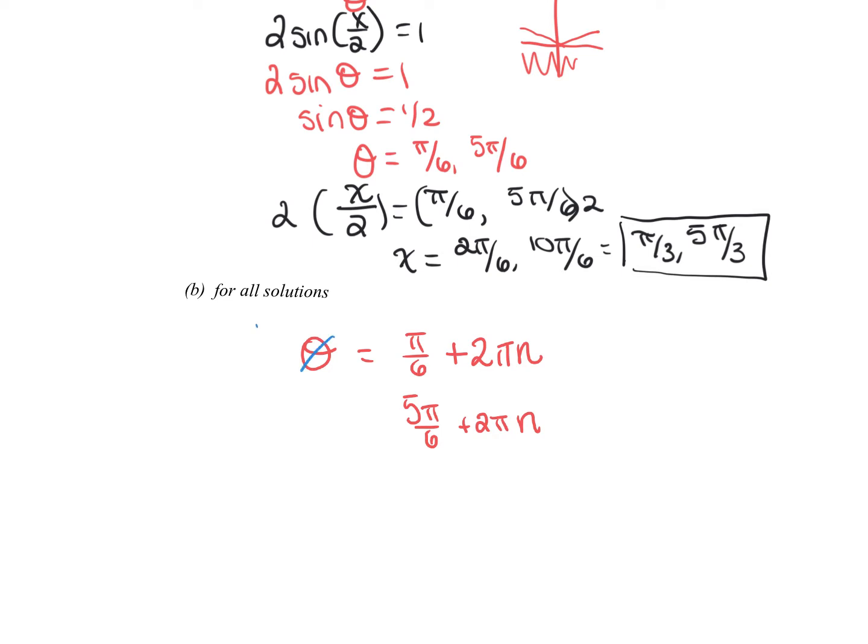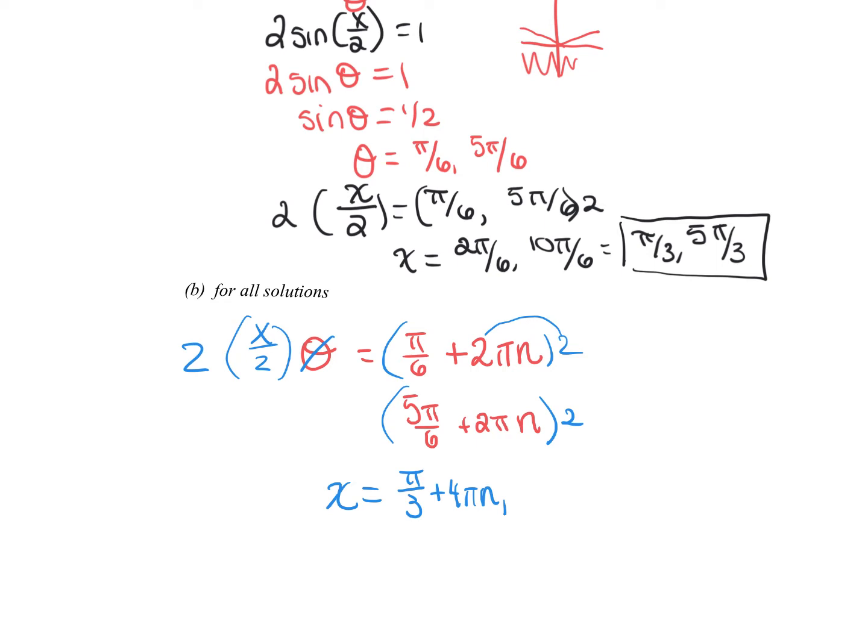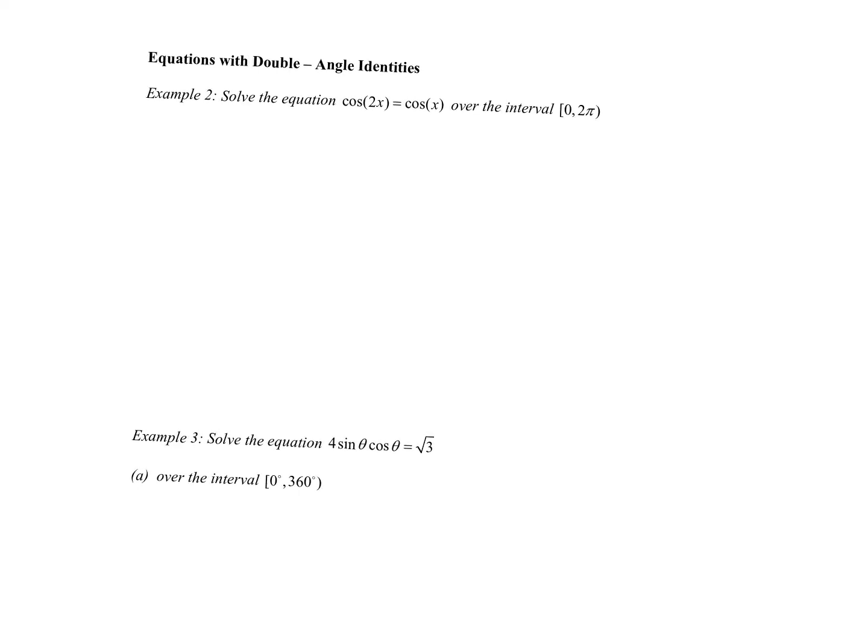This wasn't a theta, it was an x over 2. So we had to multiply everything by a 2. And when you do that, you get x equals, we know that it becomes a pi over 3, but the 2 also has to go to the 2 pi n thing. So plus 4 pi n, comma, we know the other one becomes a 5 pi over 3 plus a 4 pi n. Okay, we're going to do more of this with now double angles.